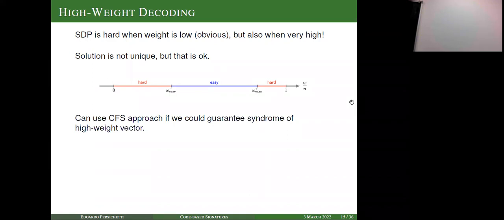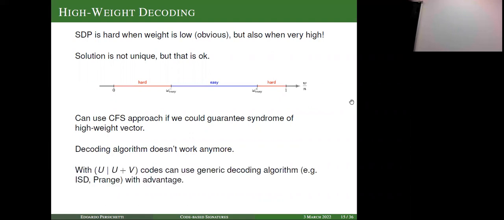We need to guarantee that the syndrome corresponds to a very high weight vector instead of a very low weight one. Of course, the decoding algorithm doesn't work anymore, so we need to decode with some other method. For example, we can use codes called U plus V, which is intuitive, right? The left part of the matrix is U, and the right part is formed by U plus V. Then we can use a generic decoding algorithm like ISD. This is traditionally what is used to attack random codes, but we can actually use it on U plus V codes, and it works a little bit better.